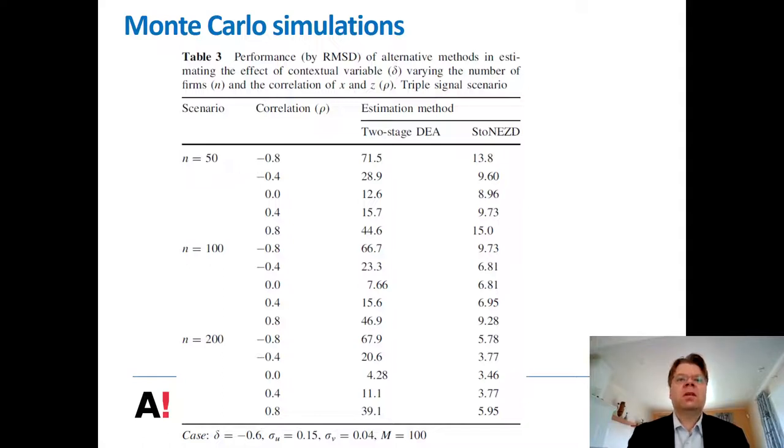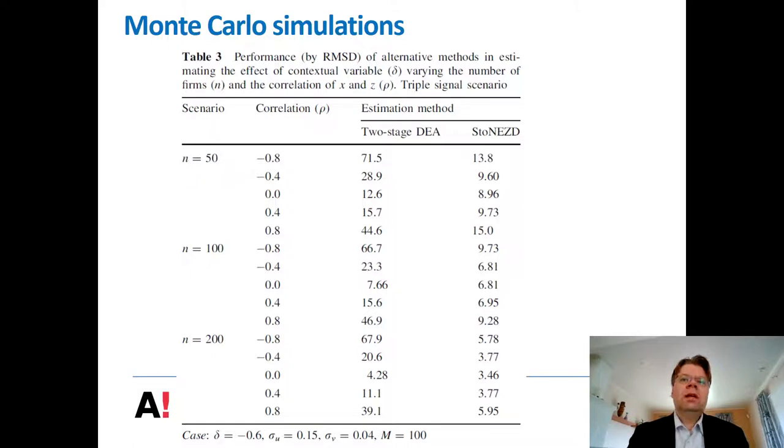And we consider performance similar to the Banker and Natarajan simulations in terms of root mean squared deviation, RMSD. And here, compared to Banker and Natarajan, in this table three, we have what we call the triple signal scenario. So we have increased the absolute value of delta from minus 0.2 to minus 0.6. So notice that now this z variable has a bigger impact, and therefore it also makes estimation of this coefficient delta easier when there is more signal in the data generating process.